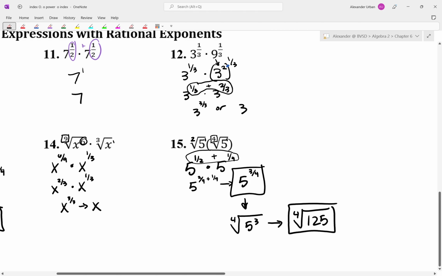All right, this was a good review of how to turn a radical into a fractional exponent, and vice versa, a fractional exponent into a radical.